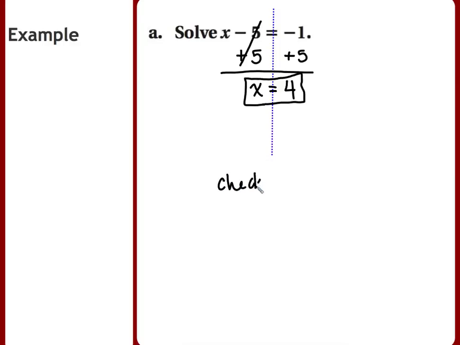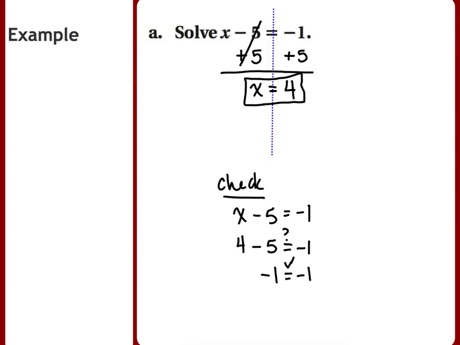Now I want to go ahead and check this. So to check it, I write the original equation. Then I substitute in the 4 for x. And I ask, is 4 minus 5, is that negative 1? Well, 4 minus 5 is indeed negative 1, so it does check out that negative 1 is negative 1. So I can safely say x is equal to 4.